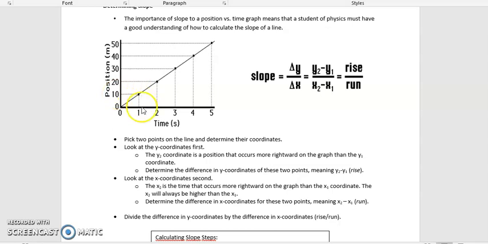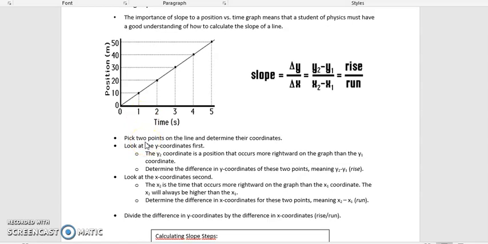So the coordinates for this point would be x is 1, y is 10, so you'd have coordinates of (1, 10). Okay? So you pick 2 different points on the line. If we picked (1, 10), we could also pick (2, 20). So you look at the y coordinates first.